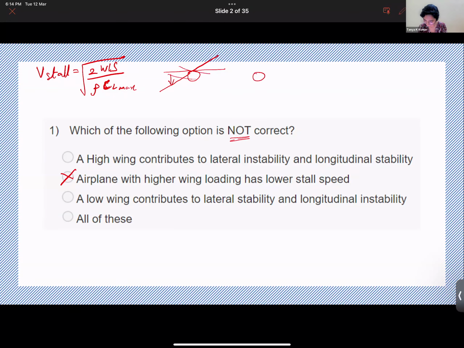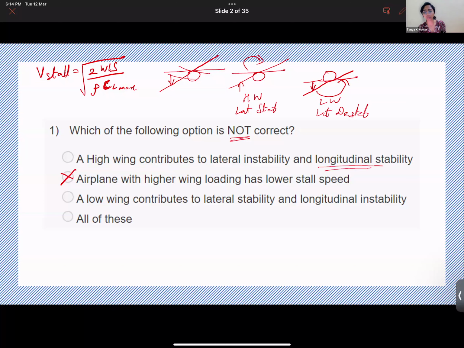Okay, let's just see. When a high wing configuration rolls here, there's a component of velocity that acts in this direction, which contributes to a restoring moment. Similarly, when it's a low wing configuration and it rolls in the similar direction due to a gust, there is a normal component of velocity acting in this direction, which further contributes towards destabilizing the motion. There is no restoring moment. So high wing contributes toward lateral stability, and low wing contributes towards lateral destabilizing, right? Laterally destabilizing.